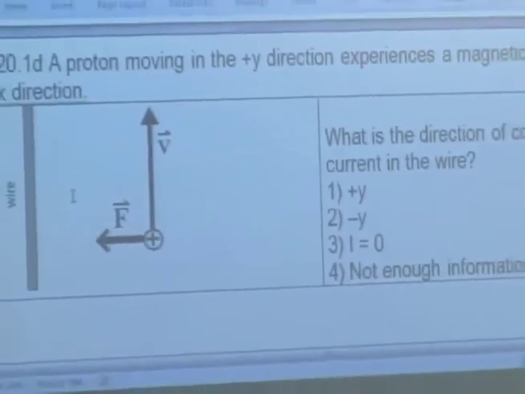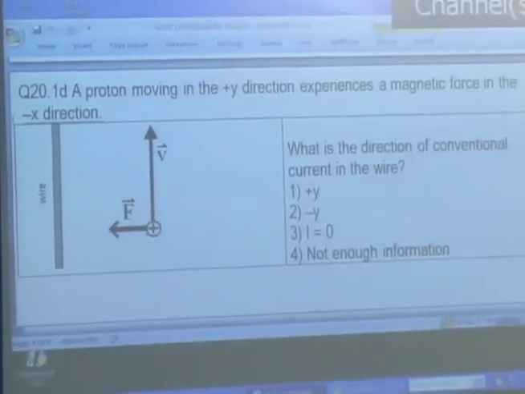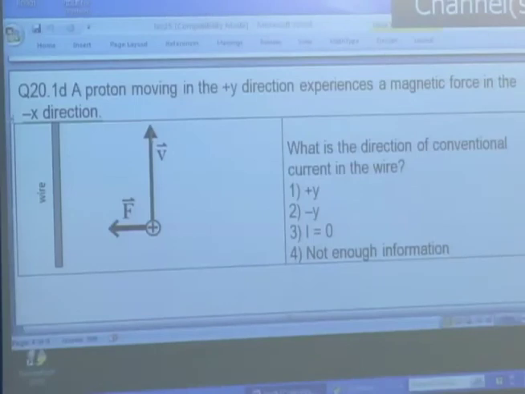Let's try another. So here's a current. Here's a wire. And it's got a conventional current running through it. And we've got a proton moving parallel to the wire in the positive y direction. And it experiences a magnetic force in the negative x direction. What's the direction of the conventional current in the wire? So you have to think through a couple steps in reasoning here. Talk to your neighbors, see what you think.